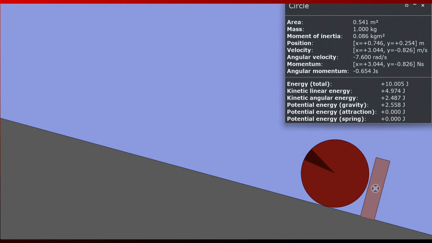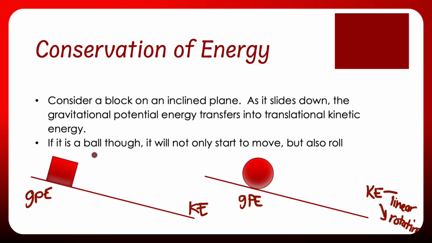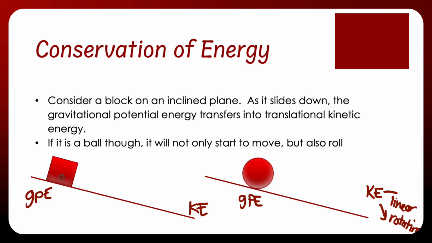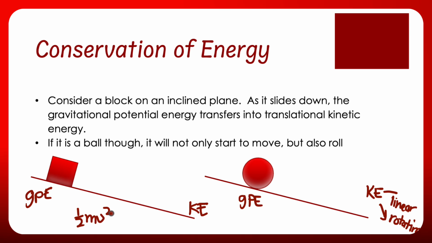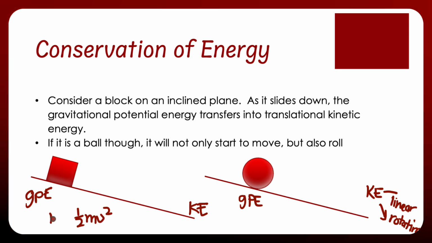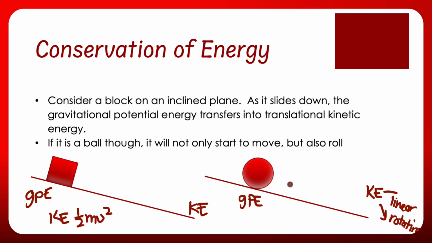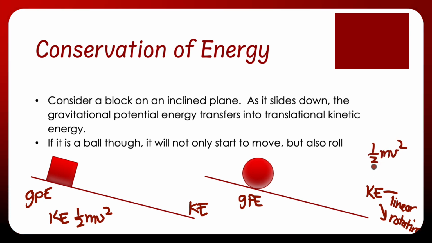You can see I've started with 10 joules of energy, and it's gone into both linear kinetic energy and also the angular kinetic energy, or rotational energy, that we've been talking about. How are we going to have some differences? Well, in the box case, it's all going to be 1/2 mv squared for our linear kinetic energy. And in the ball case, I'm going to have my 1/2 mv squared, as well as 1/2 times my moment of inertia times the angular velocity squared.